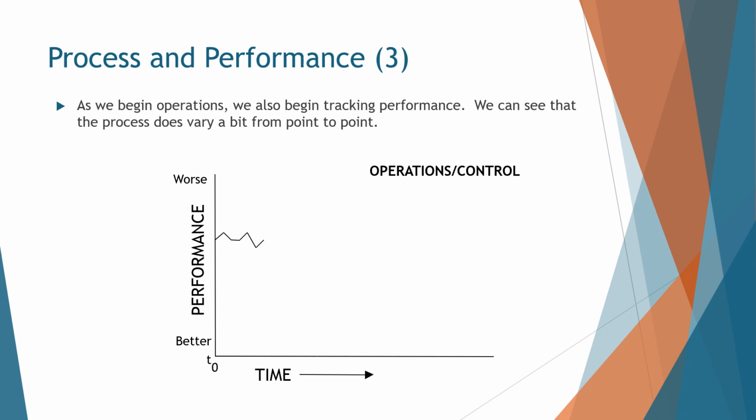As we begin operations, we also begin tracking performance. We can see that the process does vary a bit from point to point. So on the left-hand side, you have performance. As it goes up, it's worse. As it goes down, it's better. And you get to see how the performance and process operates over time.